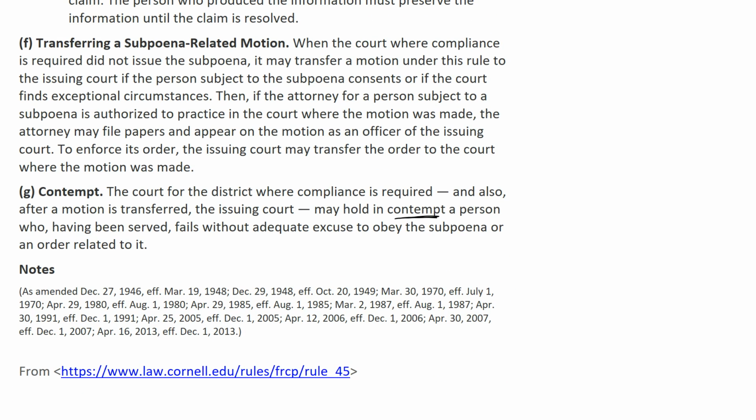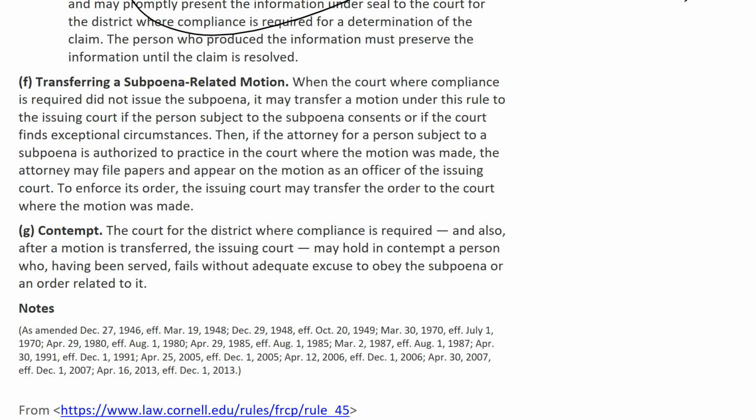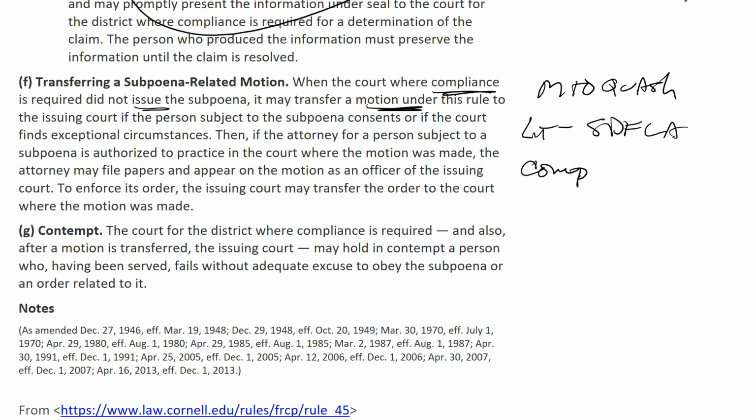F and G are just worth quick mentions. F is when compliance is required in a court other than the court that issued the subpoena, it can transfer any motion under this rule. So think of like a motion to quash the subpoena, right? So suppose the litigation is in the Southern District of Florida. The compliance, where the subpoena is served, is the District of Alaska. And then there's a motion to quash in the District of Alaska, right?